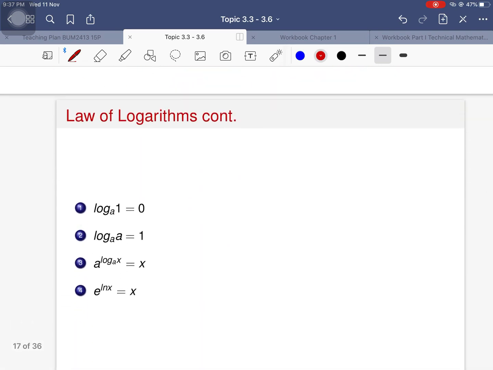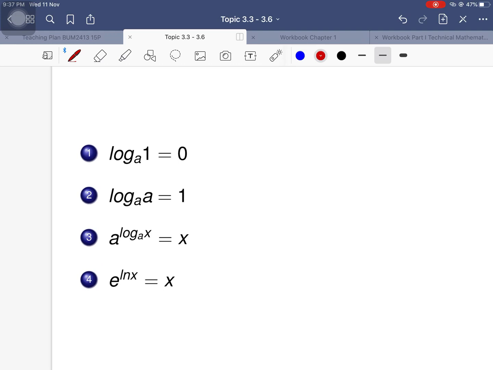Okay, so there are also other properties that are important for you to know in order to do log operations. The first one is when you have log of 1. It doesn't matter here, so it can be any base. So let me put here for any base. Whenever you have log of 1, it is always going to be 0.